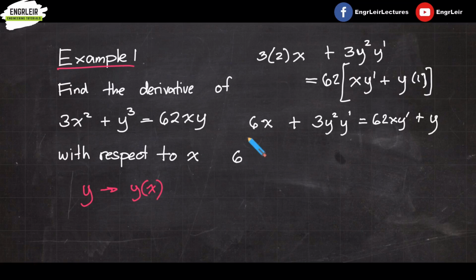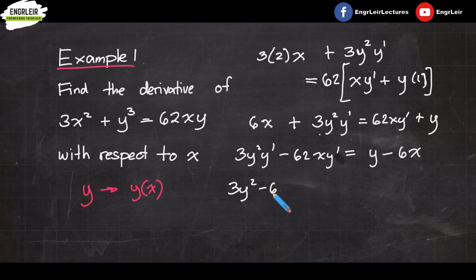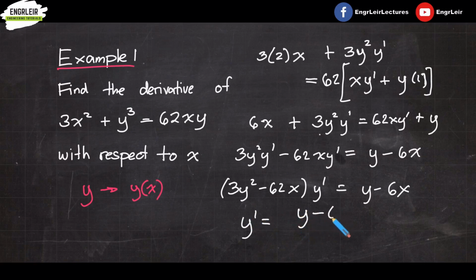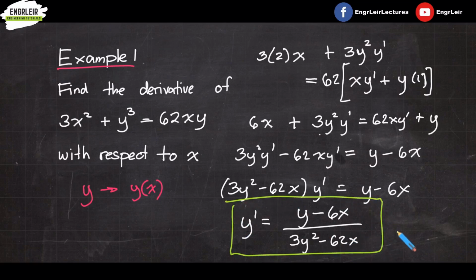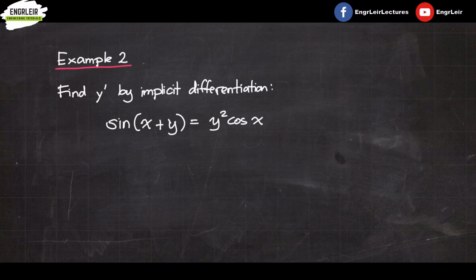So, magiging 6, let's see. Unahin natin yung may y prime, yung 3y squared y prime dito minus 62xy prime is equal to y minus 6x. Okay, now factoring out y prime, we get 3y squared minus 62x y prime is equal to y minus 6x. And now, we can get yung derivative ng y with respect to x, yung y prime, that would be y prime is equal to y minus 6x all over 3y squared minus 62x. So, this is our answer, and this is now the derivative of the function 3x squared plus y cubed is equal to 62xy. Okay, example number 2 naman.